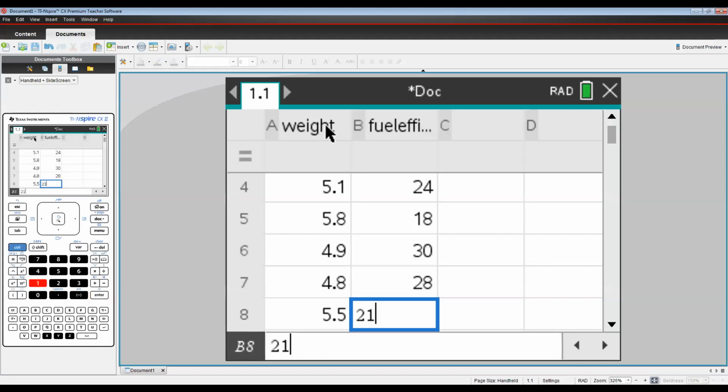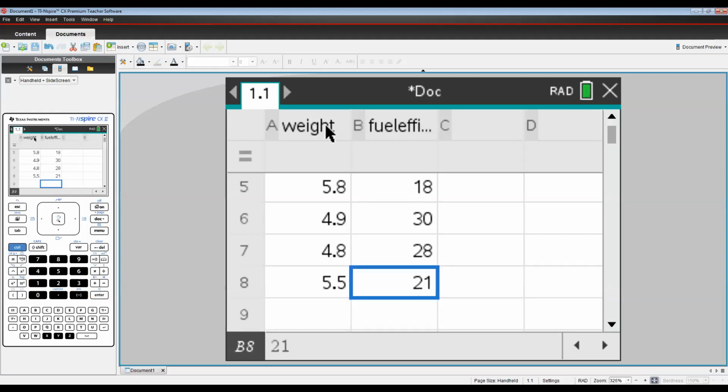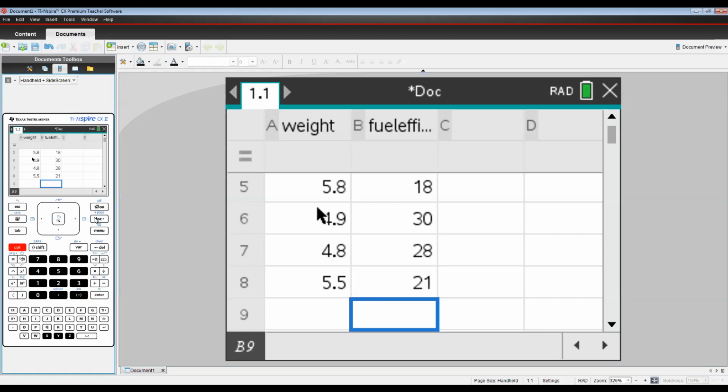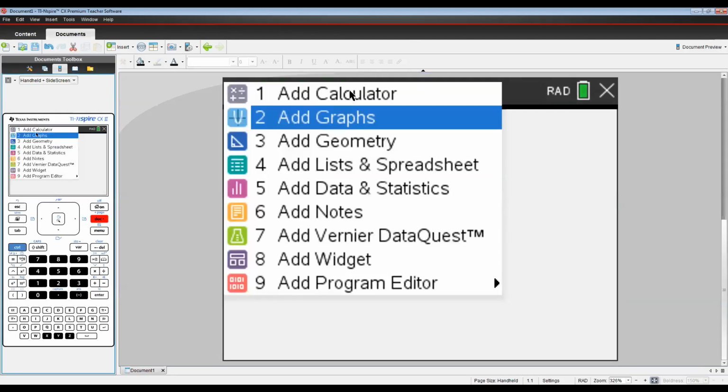After you type in 21, make sure you hit enter, because if you don't hit enter, it actually does not record the data in. If you just type in 21 and then hit Control Doc to add a page, it's not going to actually input the 21. So I'm going to add a calculator page.